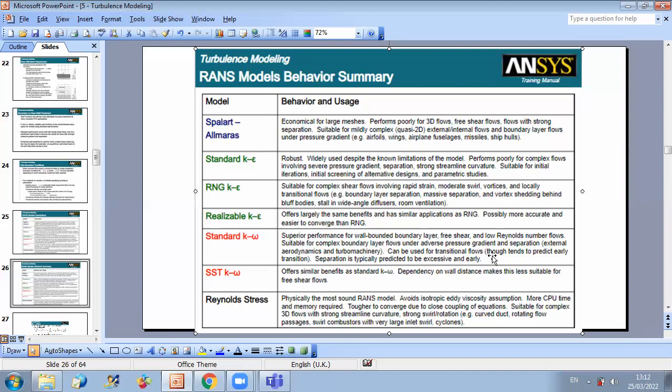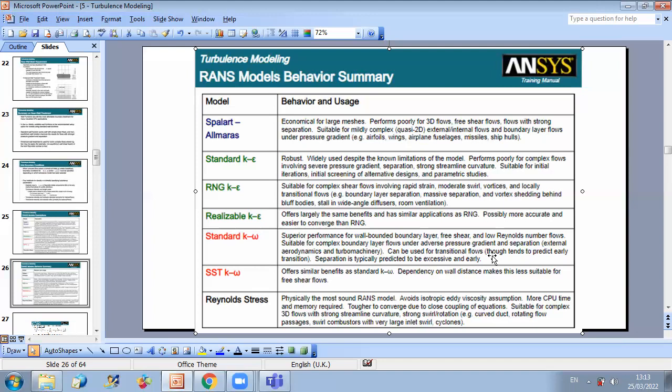So we can use it, for example, to study the stall in wide angle diffusers, or in room ventilation, it's suitable also. Now, concerning the realizable K epsilon, it offers largely the same benefits and has similar application of the renormalized group, but it's possibly more accurate and easier to converge. When it's working well, the realizable is advised because it converges easier than the renormalized group.